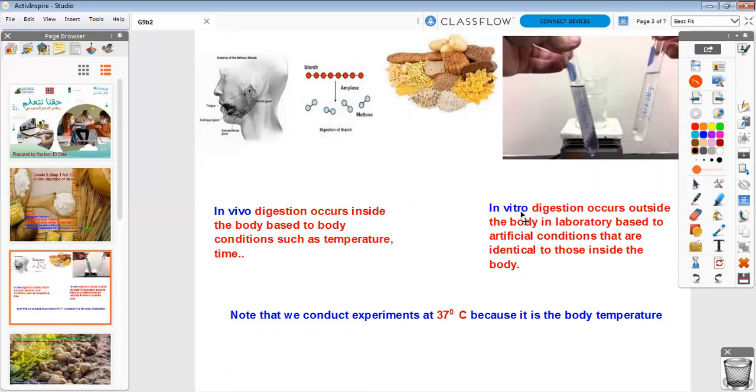the body. While in vitro digestion occurs outside the body in the laboratory, based on artificial conditions that are identical to those inside the body, identical to the temperature of the body. For example, we conduct the experiment at 37 degrees because it is the body temperature.